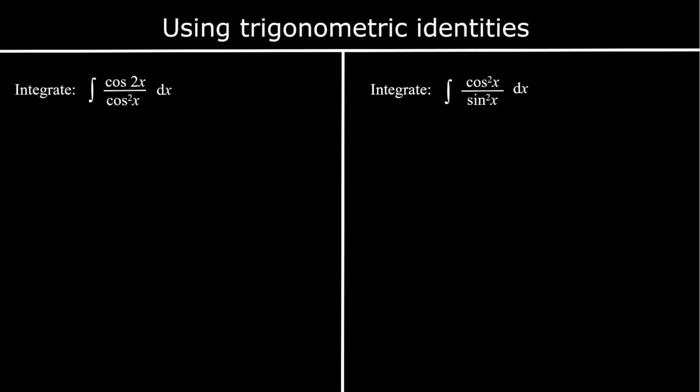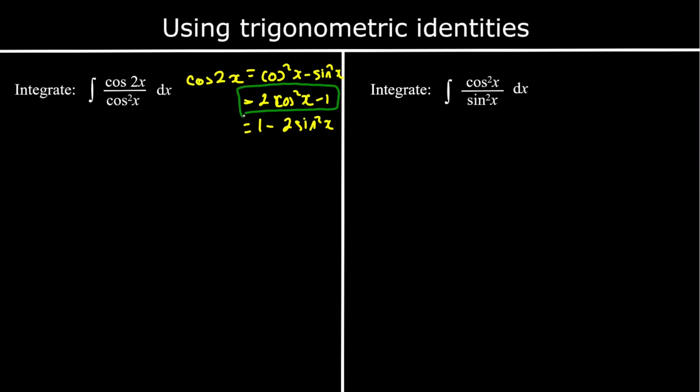And one more set of questions. So we've got cos 2x over cos squared x. So let's start with our cos 2x. Remember we had cos 2x. It could either be cos squared x minus sine squared x, it could be 2 cos squared x minus 1, or 1 minus 2 sine squared x. So the best one to use might be the cos one.